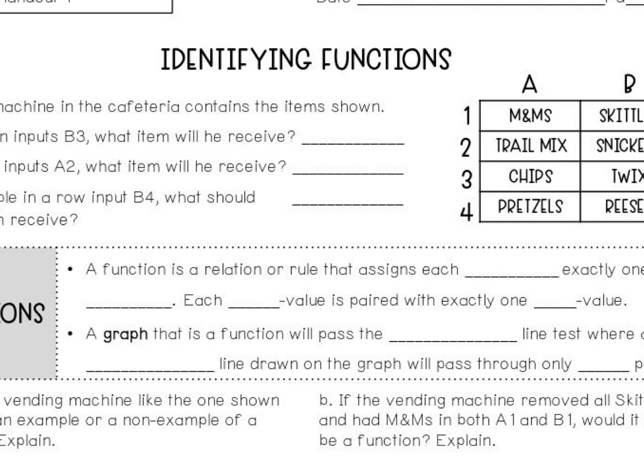So we have a vending machine. It contains these items. So if Carson puts in B3, what is Carson going to get? A Twix. What about if Blaine puts in A2? Trail mix. What if 5 people in a row put in B4? What should they get?